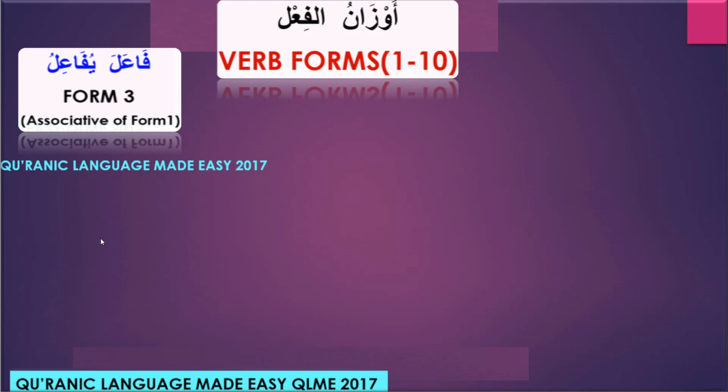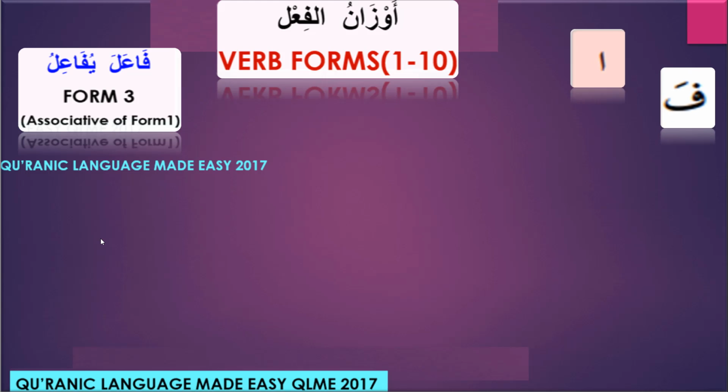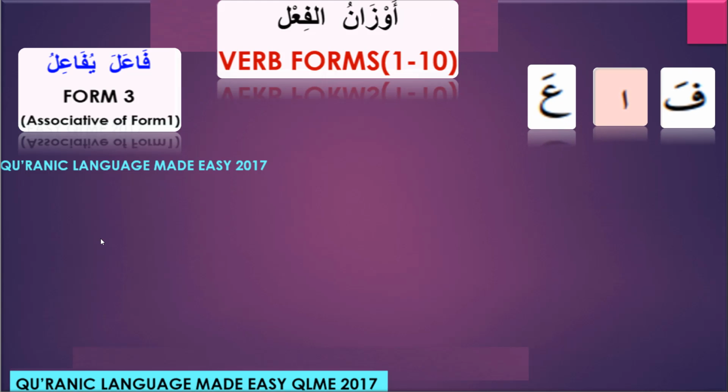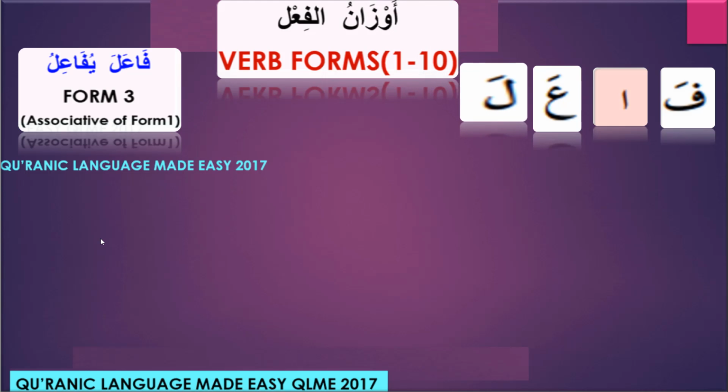Let's see form 3, that is fa'ala yufa'ilu. These verbs in this form have an alif, a long A sound, after their first root letter, and they often have a meaning relating to acting on or with another entity. For example, kataba is to write, but kataba with a long alif is to correspond with. This is built on form 1 by adding an alif between the first and the second radicals of the form 1 verb. This usually gives an associative meaning to the form 1 verb, and describes someone doing the act in question to or with someone else.